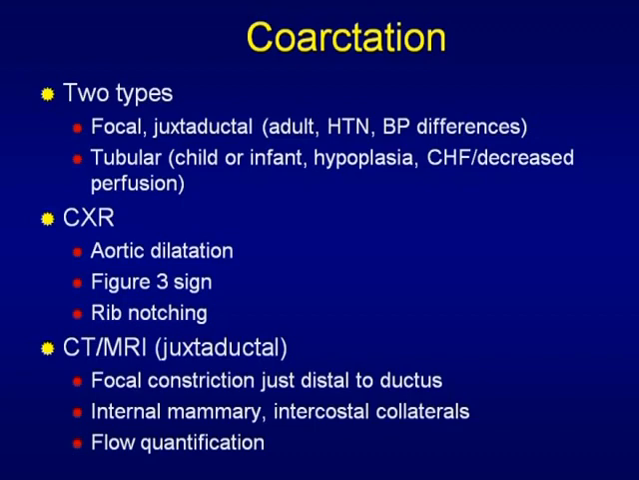The chest X-ray is going to show a big aorta, which is totally nonspecific, but it may show the figure 3 sign, which I'll show you an example of, and it may show rib notching, which is kind of a classic radiology PIMP with a classic differential diagnosis. CT and MRI are obviously going to be more diagnostic and are going to show the area of narrowing much better and show whether there are collaterals or not. And in the juxtaductal type, which I just showed you, there is a very focal constriction near the ductus. You'll see collaterals, and these collaterals are basically functioning to bypass that area of obstruction, and you can quantify whether it's a significant obstruction using flow quantification techniques.